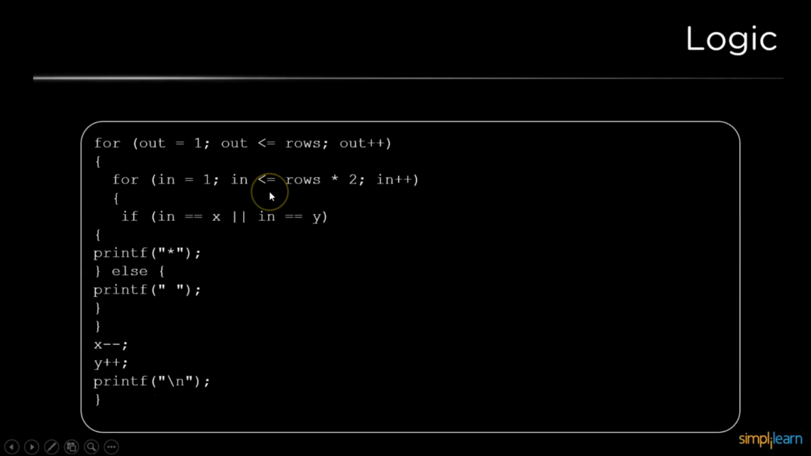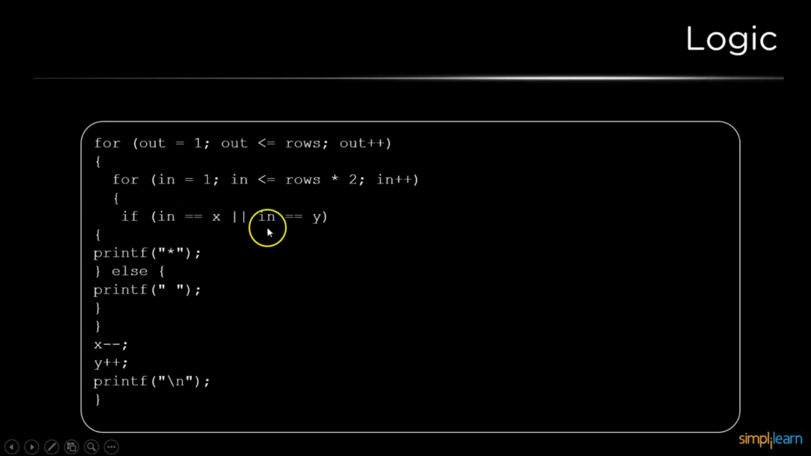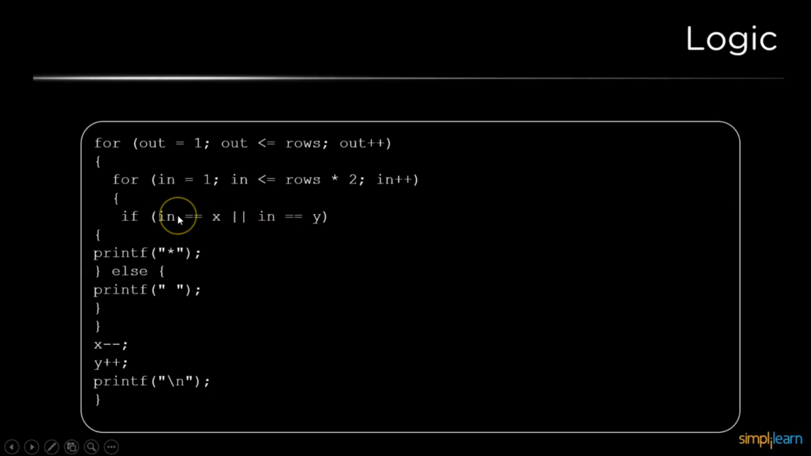The logic of the program is that the out variable is equal to 1, and it must be lesser than or equal to rows. If the condition is satisfied, it comes to the inner for loop where in is equal to 1 and in must be lesser than or equal to rows into 2. If this condition is satisfied, the control comes to the if-else statement where it checks whether in is equal to x or in is equal to y. If the condition is satisfied, it prints the star, else it will print the space.